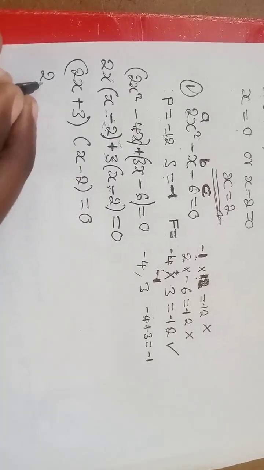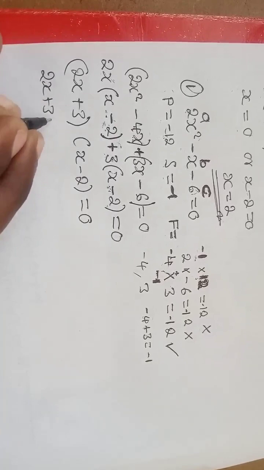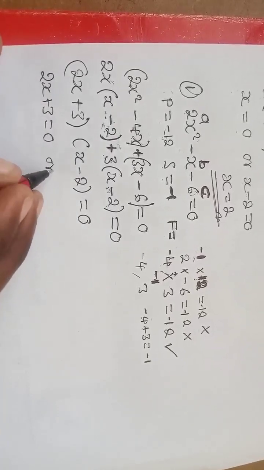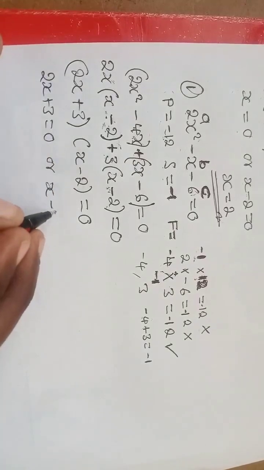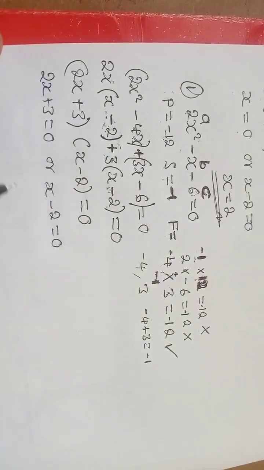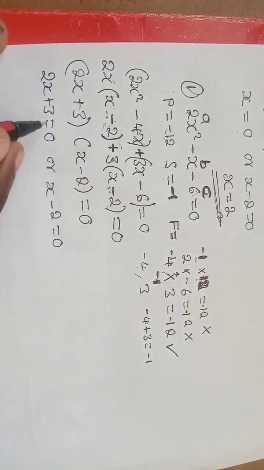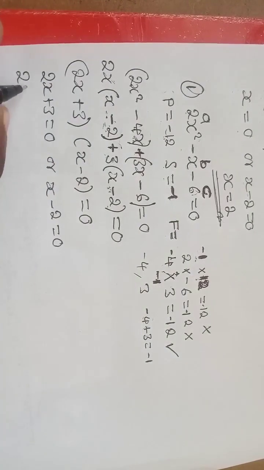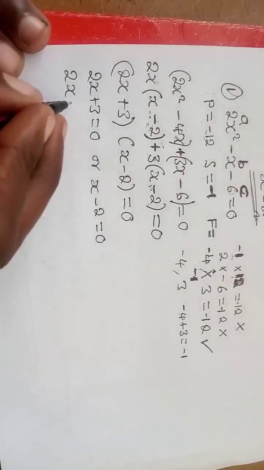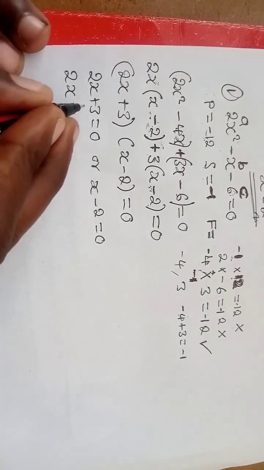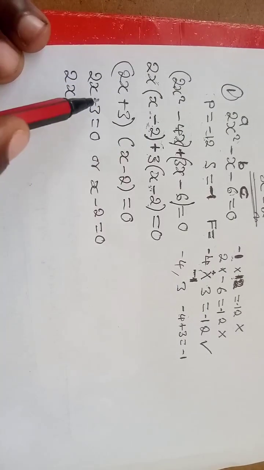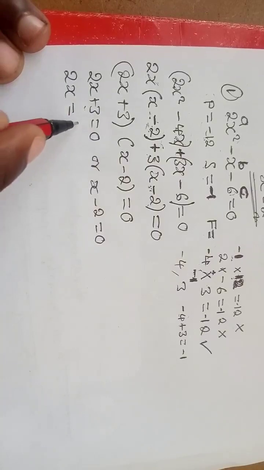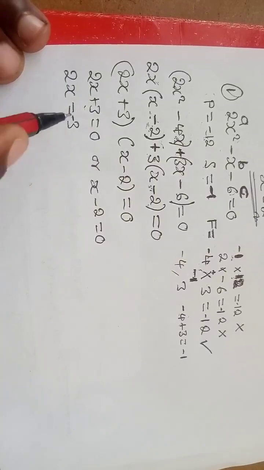So 2x plus 3 is equal to 0, or x minus 2 is equal to 0, like that. Then you find the values of x. So 2x is equal to, when this one comes this side, this is positive 3, when it comes this side it will be negative 3, like that.